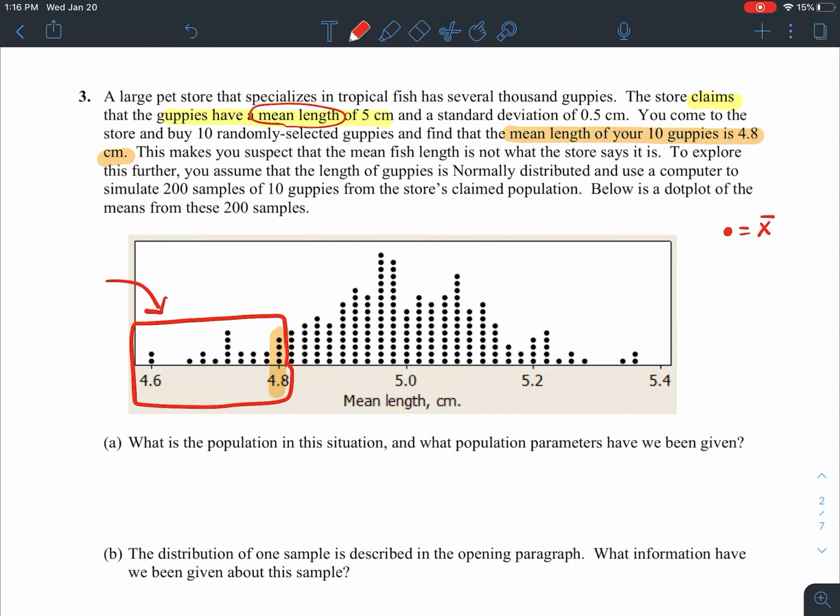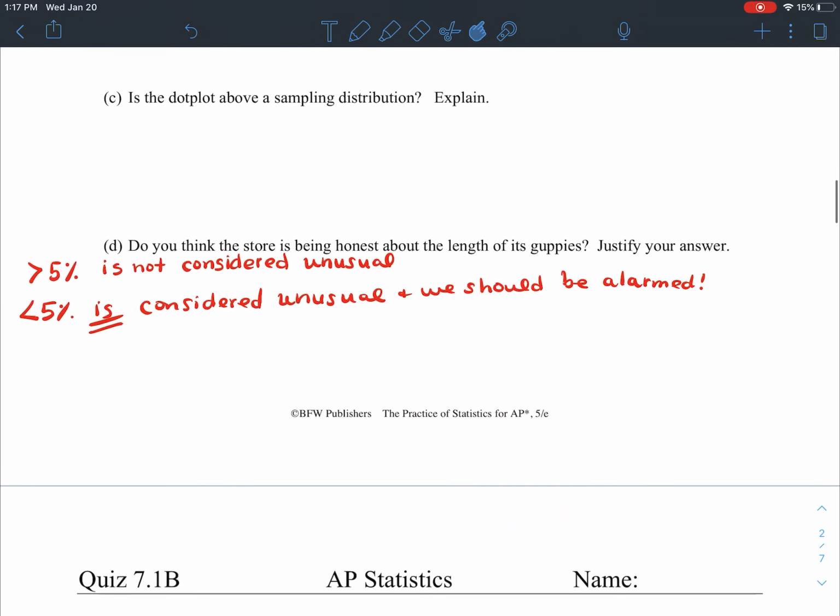If you count how many dots there are in that section that I circled, there are 21 dots out of a total of 200 dots from this simulation. So I want to try to figure out, okay, look, 21 out of 200 just random chance simulations here, I got the same thing or even shorter than what I got when I did my sample of picking 10 guppies from the store and calculating their average length. So what we're really after here is, is 21 out of 200, where does that fall here? Well, 21 out of 200 is 10.5%.